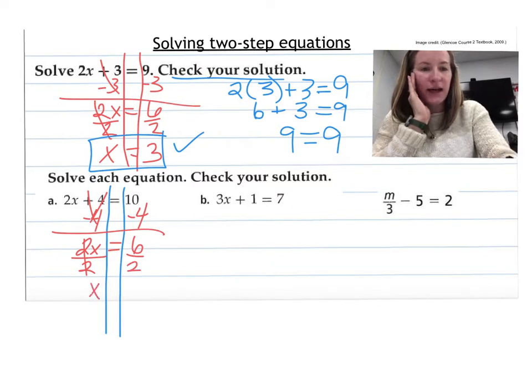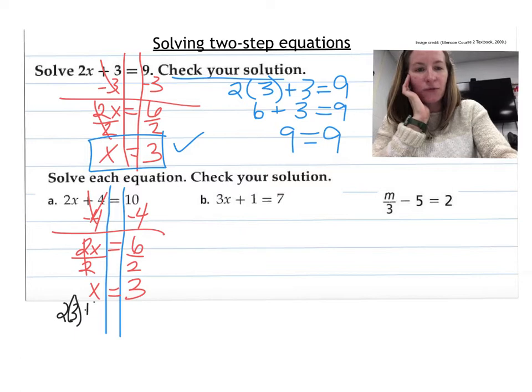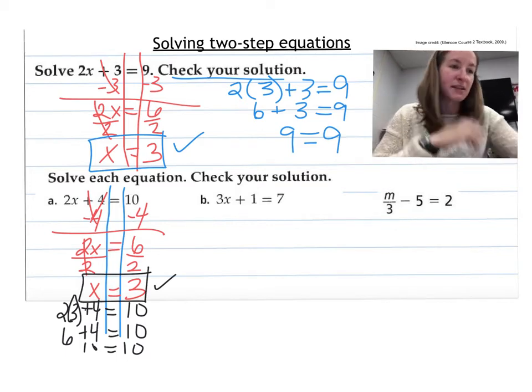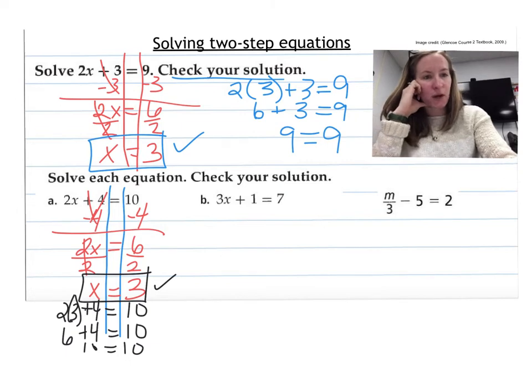So I get a single x is equal to 3, but of course I should check it. 2 times that 3 plus 4 should equal 10. 2 times 3 is 6, plus 4 should equal 10. 6 plus 4 is 10. Yeehaw, x is 3. Don't worry, x isn't always 3. So now 3 times the number plus 1 gives me 7.